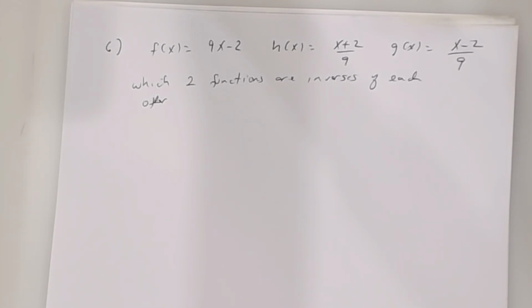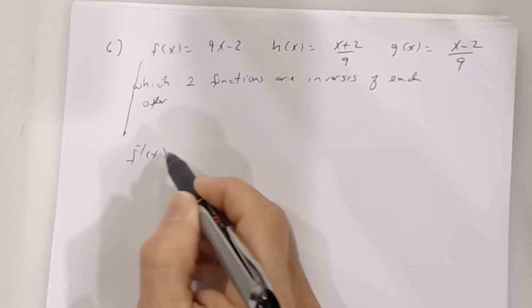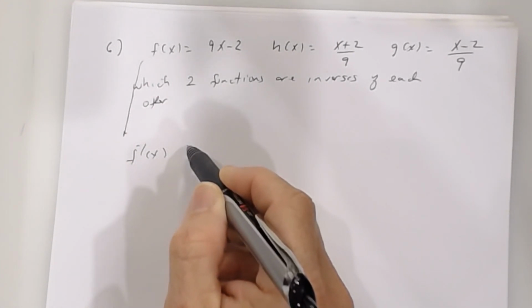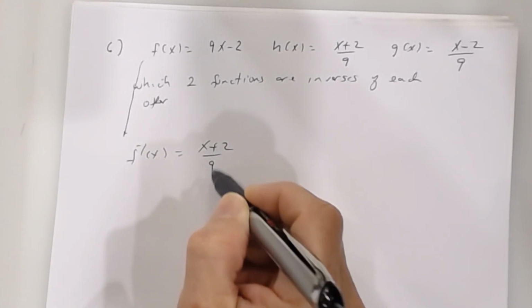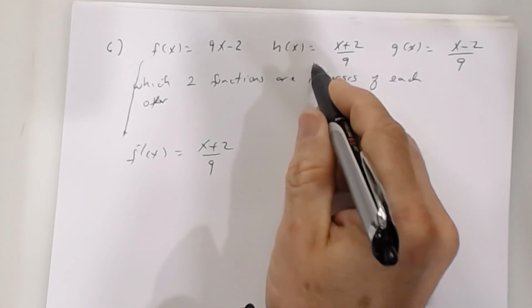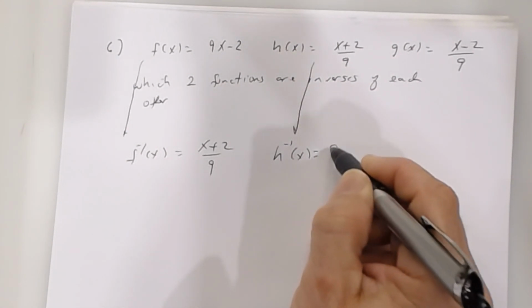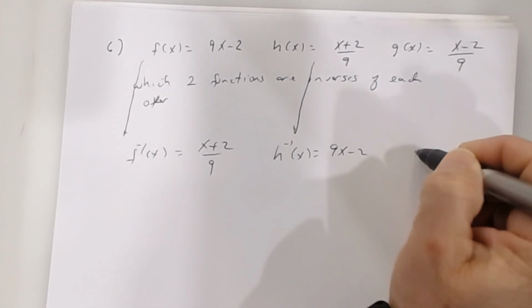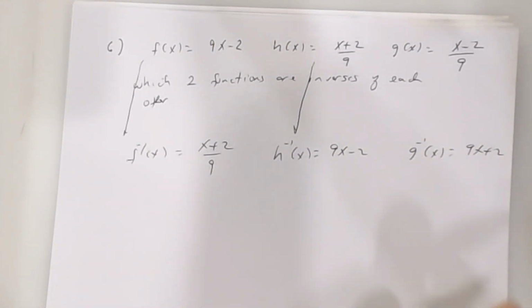All right, and that you can do by inspection, by the way. So right away you know what F inverse is. What's F inverse? X plus 2 divided by 9, right? Over here, you know what H inverse is. 9x minus 2. And over here, you know what G inverse is. 9x plus 2. All right?